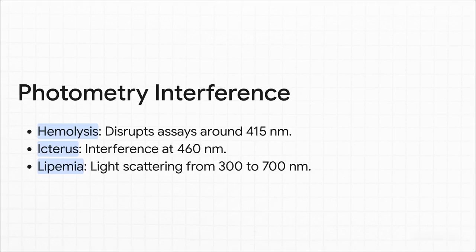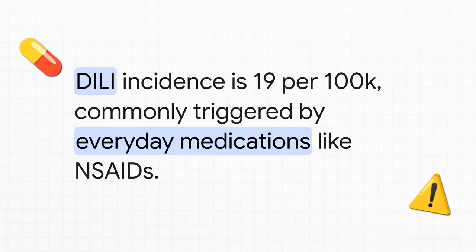And finally, lipemia, which is a high lipid content in the blood. This causes broad light scattering across the entire visual spectrum, from 300 to 700 nanometers. These interferences aren't just academic, they can lead to erroneous results and ultimately inappropriate medical decisions. Beyond pre-analytical lab errors, we must vigorously consider drug-induced liver injury, or DILI, as a vital differential diagnosis anytime we see unexplained enzyme elevations. DILI is a real issue.